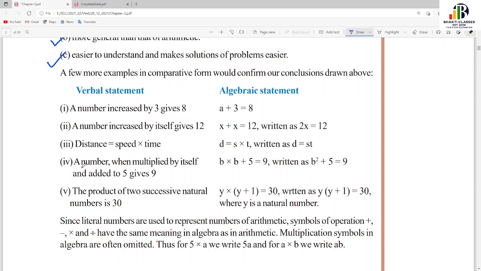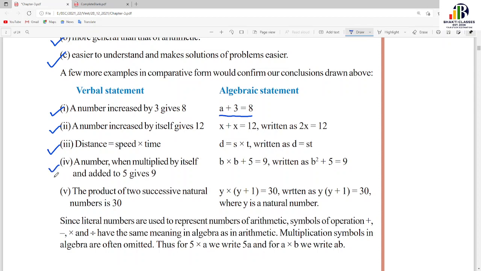For example, the verbal statement given here is: a number increased by 3 gives 8. So its algebraic form will be a plus 3 is equal to 8. A verbal statement: a number increased by itself gives 12. That is x plus x is equal to 12, or you can say 2x is equal to 12. The third, distance is equal to speed into time. So we can write d is equal to s into t, or you can say that d is equal to st.